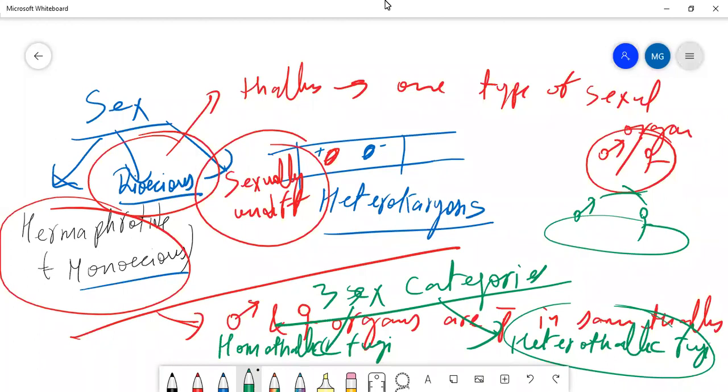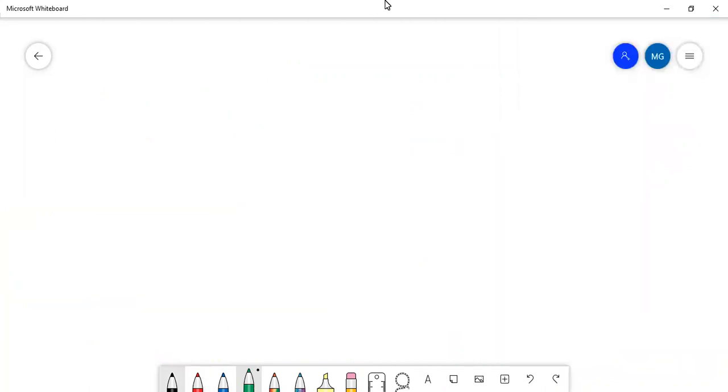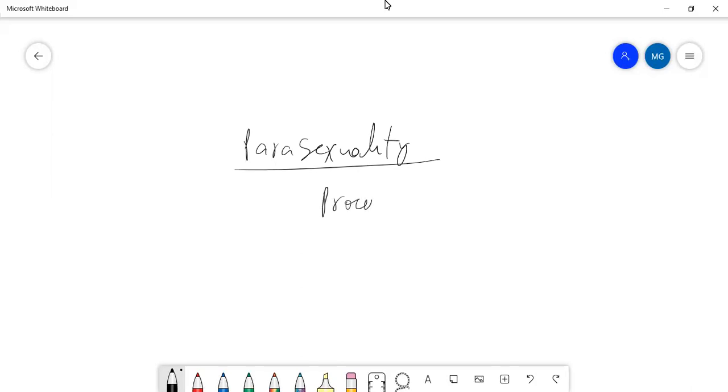Finally, let me tell you something. What is parasexuality? Many times questions come on parasexuality. Parasexuality is a process in which plasmogamy, karyogamy, and meiosis will take place. Plasmogamy means fusion of two gametes, where the cytoplasm of two parental cells comes together. Plasmogamy, then karyogamy.